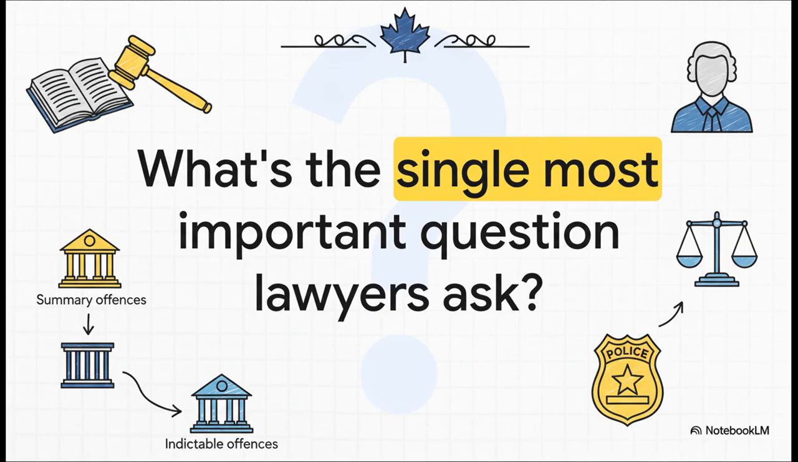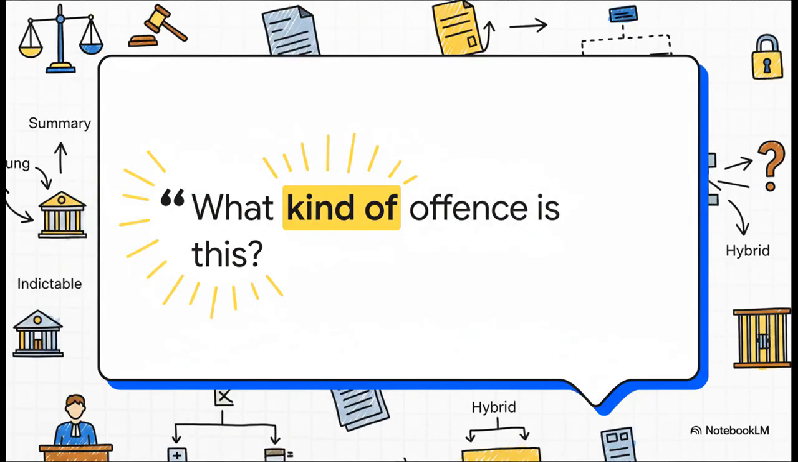You might think it's something dramatic like, guilty or not guilty, or, who's the real culprit? But nope, it's something way more fundamental, something that happens behind the scenes, but sets the stage for everything to come. And that's it, right there. What kind of offense is this? It sounds so simple, almost administrative, right? But the answer to this question is everything.